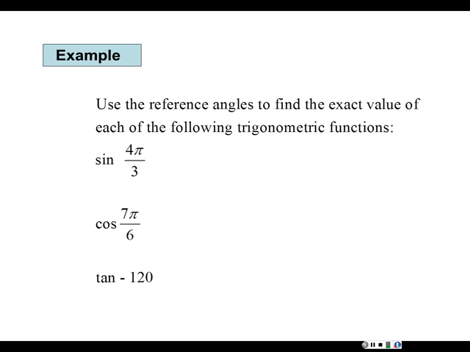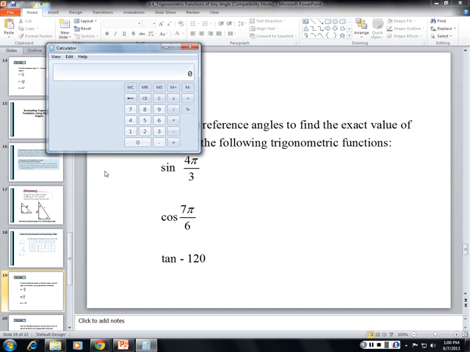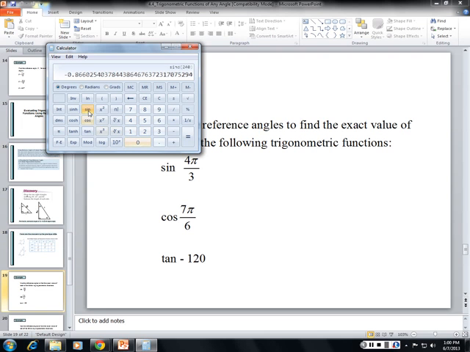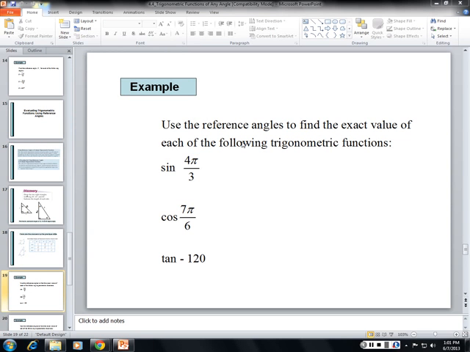So what is sine 240 then? In scientific mode, 240, that is negative square root 3 over 2, which is this. Because, you know, sine 240. So what do you do? Step 1. What do you do for sine 240?